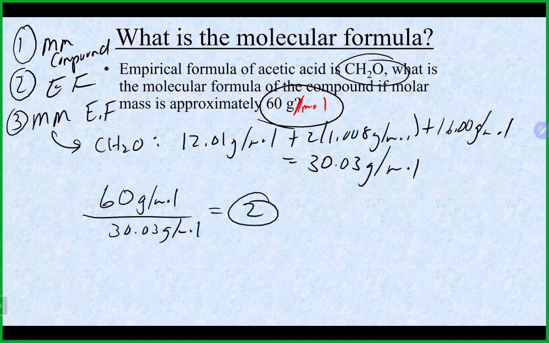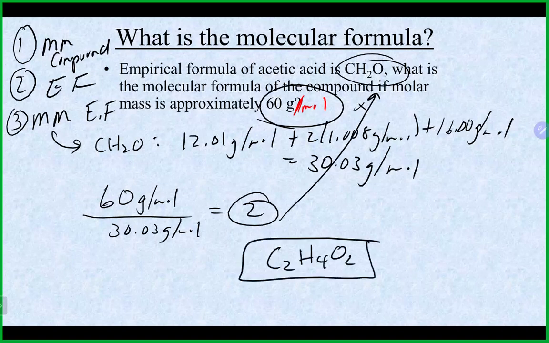That gives us approximately 2, about 1.99 something. That 2 is the factor by which we multiply our empirical formula, which will give us C2H4O2 as our molecular formula in this case. Any questions on that one there?